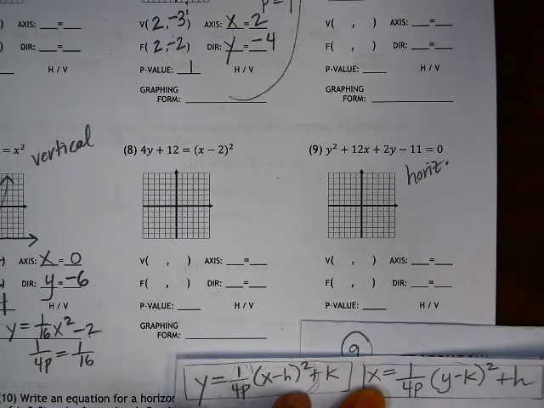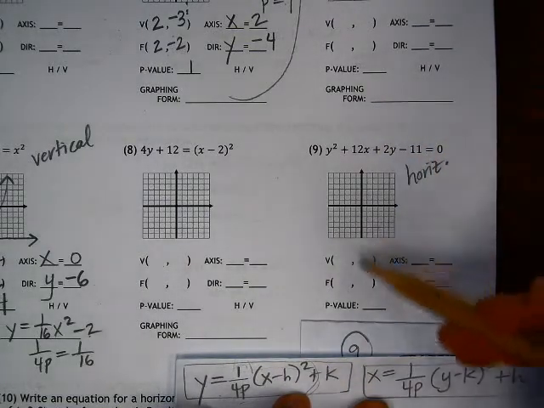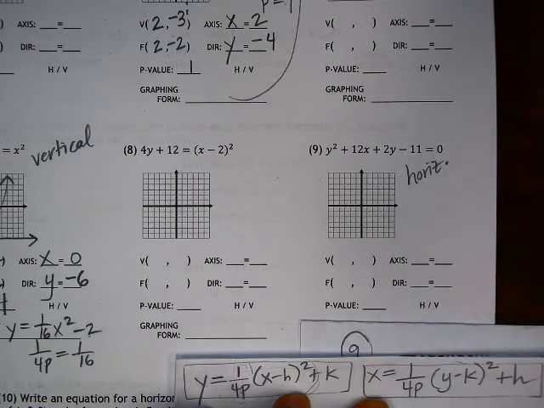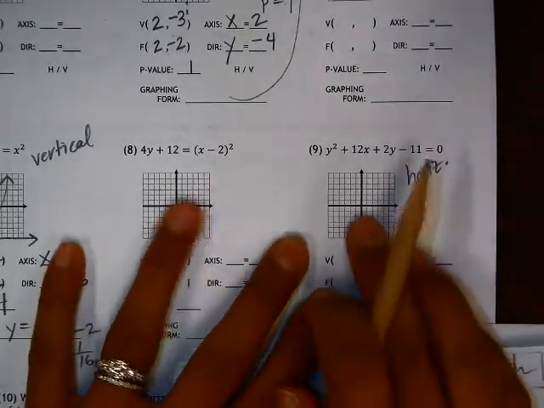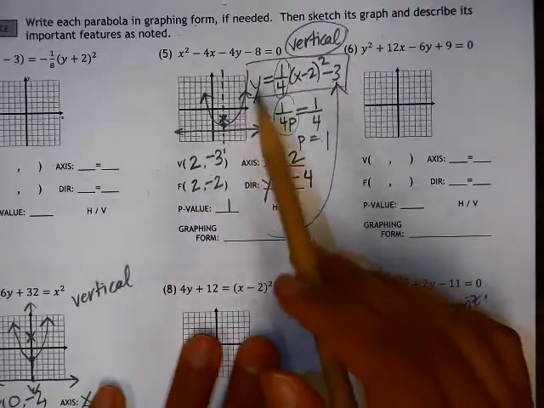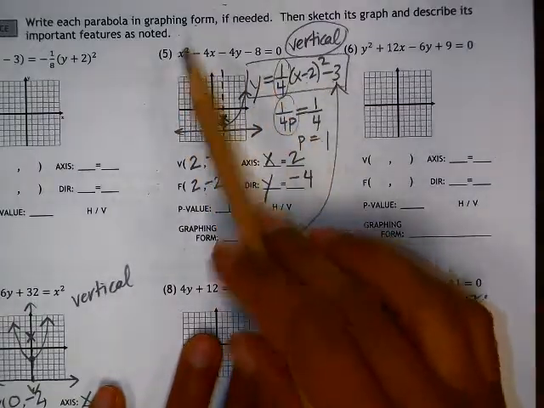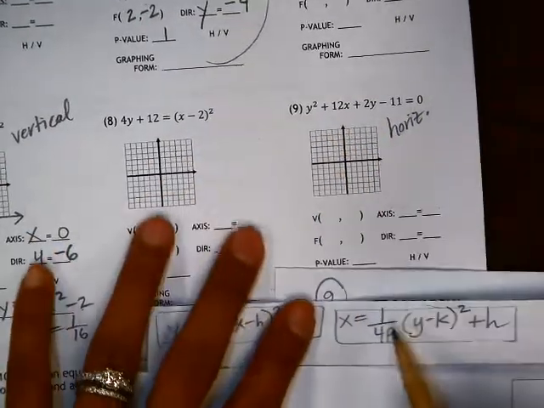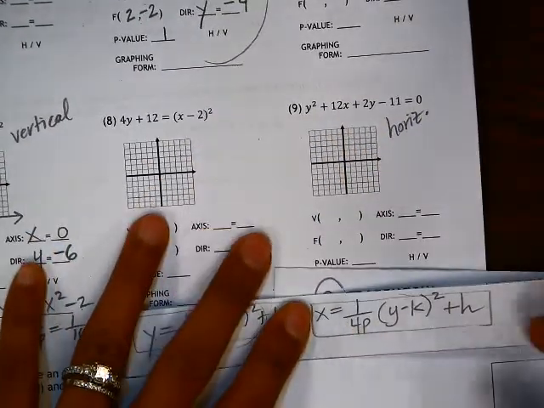And we're trying to first get this equation in graphing form so that we can fill in these important features and then graph the parabola. So notice this one is horizontal. Number 5 was vertical because the x was squared. So let's try to get this equation into this graphing form.